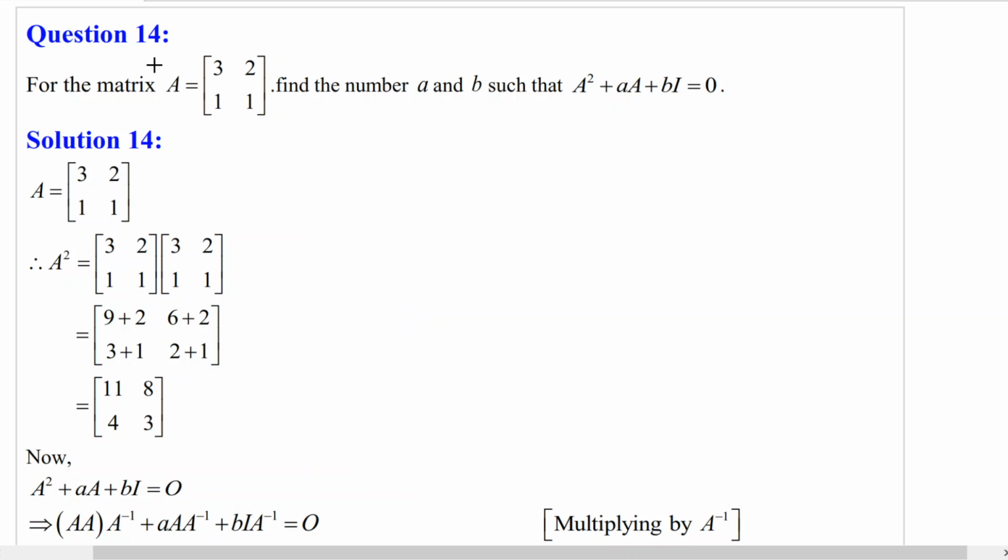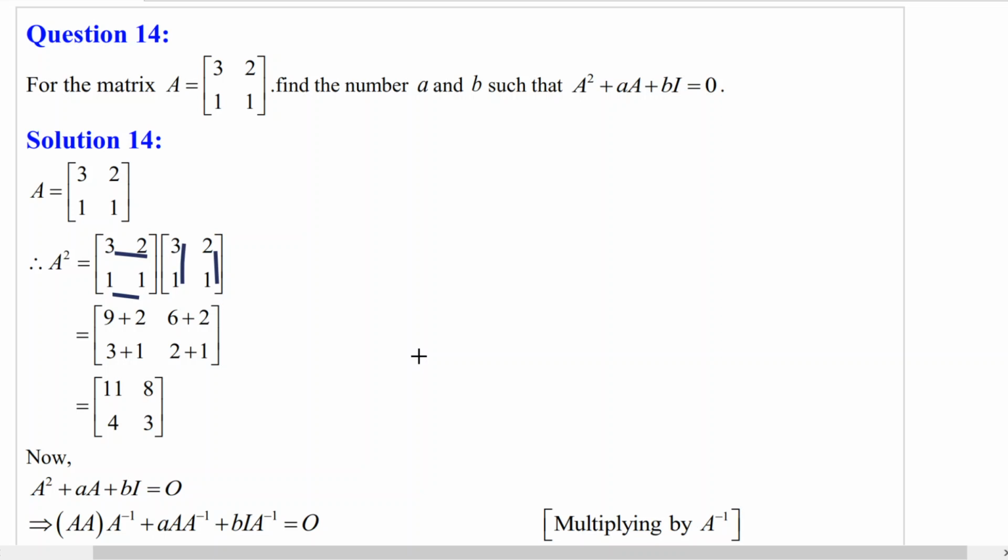Okay, now question number 14. For a matrix this, find the numbers a and b such that this thing is 0. Right, so this time you need to find a and b. Okay, what is capital A square? It means matrix A multiplied by matrix A, row multiplied by column. 3 3s are 9 plus 2, that will be 11. Multiplying with the second column, 3 2s are 6 plus 2, that is 8. Now second row, first column, 1 3s are 3, 1 1s are 1, 3 plus 1 is 4. Multiplying with the second column, 2 plus 1, that is 3. Okay, so 11, 8, 4, 3, that is common for you. A square is not a big deal for you, right?